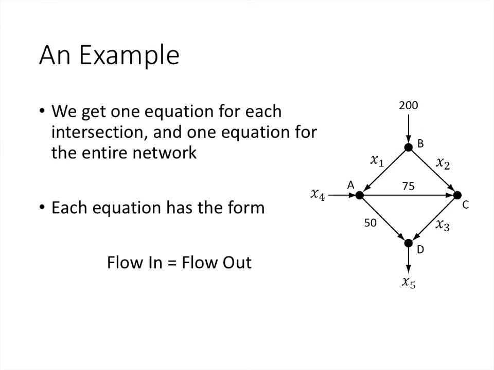Well, no surprise here, we're going to set up a system of linear equations, and we're going to get one equation for each intersection, and then one more equation for the entire network. And each of those equations has the form flow in equals flow out. Again, using that principle that the flow into a node or into the network has to equal the flow out of that node or out of the network.